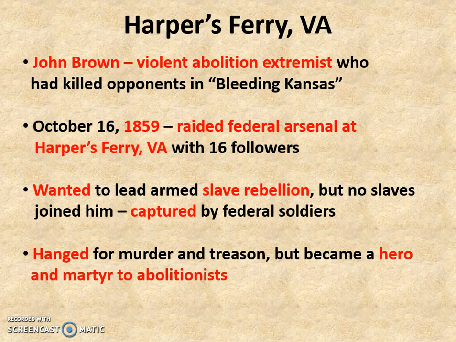So on October 16, 1859, to support this revolt, he and his sons and supporters raided a federal arsenal at Harper's Ferry, Virginia, in order to gather weapons to lead this armed slave rebellion. But when he called for help from slaves, none of them came to join him, and he was captured by federal soldiers, and most of his sons were killed. Brown was put on trial for murder and for treason, and he was hanged for those crimes, but he became a hero and a martyr to the abolitionist cause.